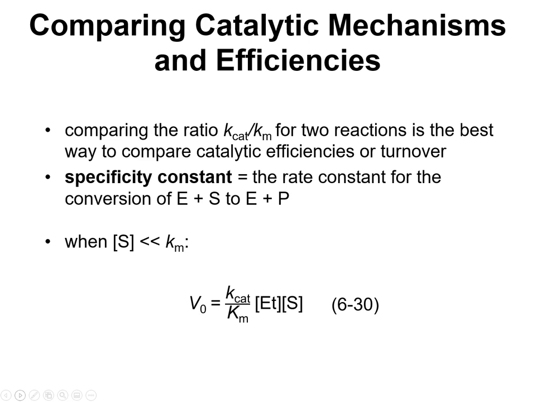If you have a substrate concentration that's much less than your Km, then you can actually substitute in and write kcat over Km times your enzyme total times your substrate concentration, and that can also be very useful for representing your data. So you don't memorize this.